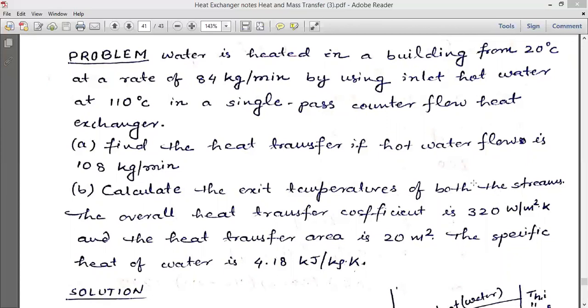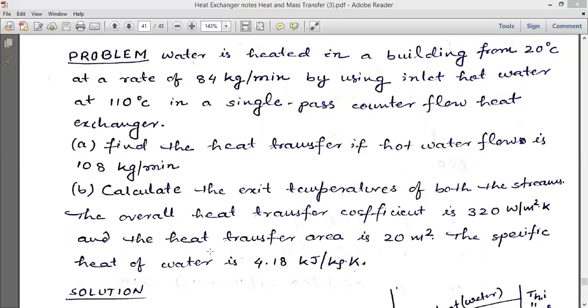The overall heat transfer coefficient is 320 watt per meter square per Kelvin and the heat transfer area is 20 meter square. The specific heat of water is given as 4.18 kilojoule per kg per Kelvin. So this is the problem.